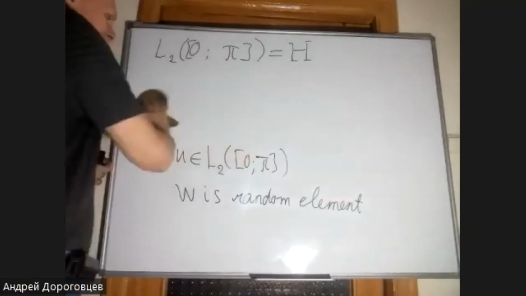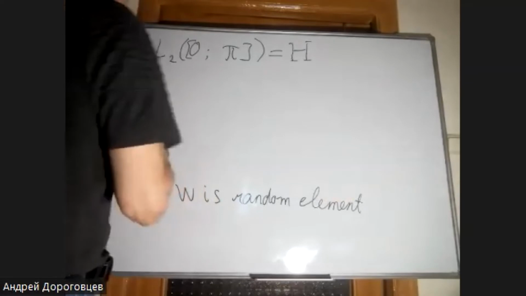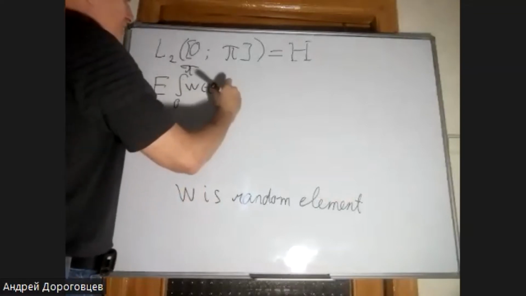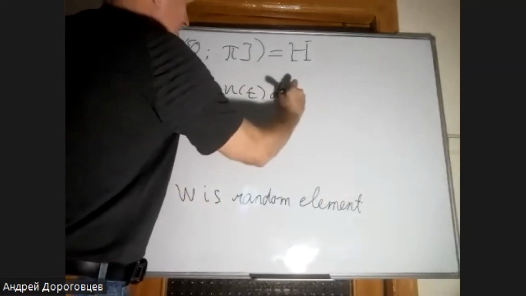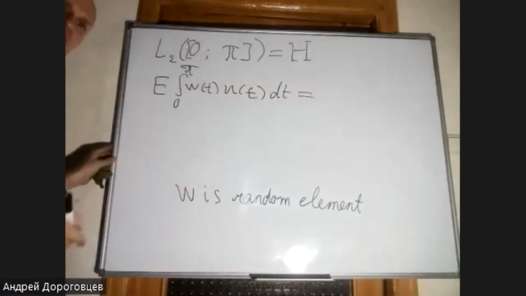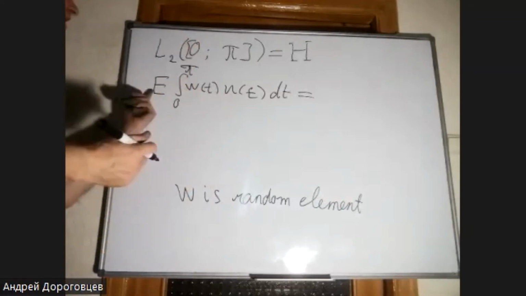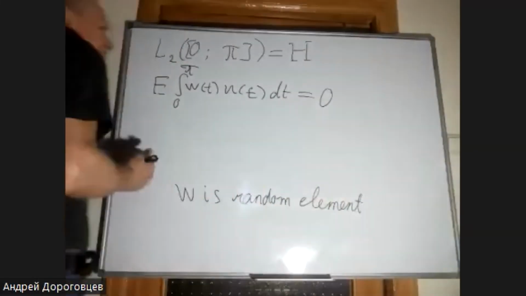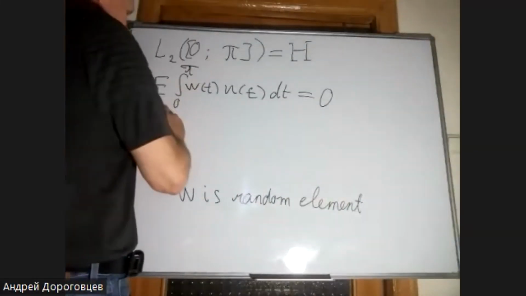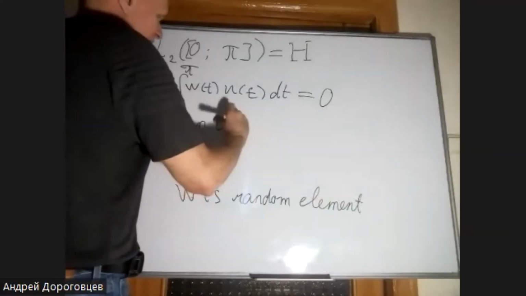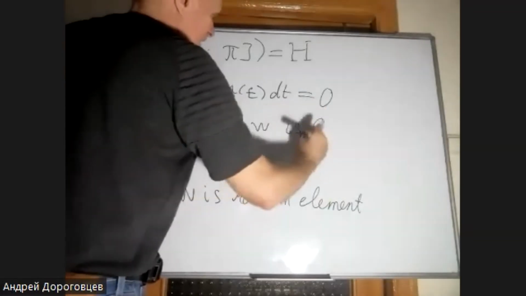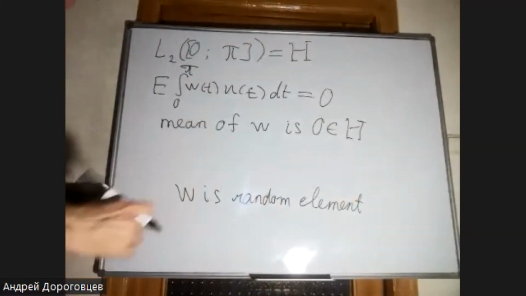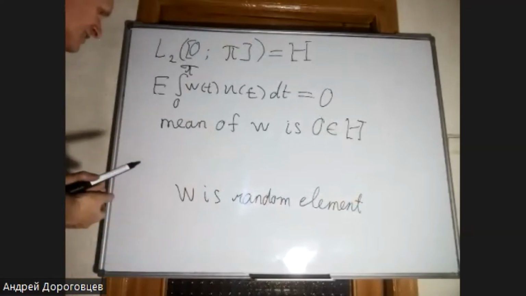It's easy. For example, one can consider the expectation of the integral from 0 to pi of W_t u_t dt, and we know that this expectation is a continuous linear functional. For continuous functions, at least, I can take the expectation there, and it is equal to 0. So it is equal to 0 for all functions u from here, and from this we understand that the mean of our random element is 0. Here 0 is an element of H. But it is expected, because W is a centered random process.